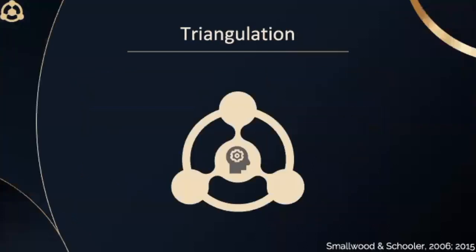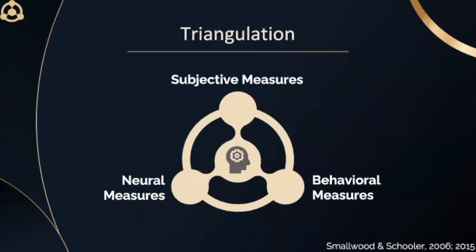And this brings me to the notion of triangulation, first introduced by Jonny Smallwood and Jonathan Schooler. This refers to the notion that we can infer mental processes, in this case, internally oriented cognition, based on a combination of subjective measures, neural measures, and behavioral measures. In other words, by combining subjective measures, which provide a direct measure of one's subjective experience, and objective measures, which provide an assessment that is unlikely to be influenced by demand characteristics or inaccurate reports, we can identify the variance that's common to these measures in order to make inferences about the underlying cognitive state.